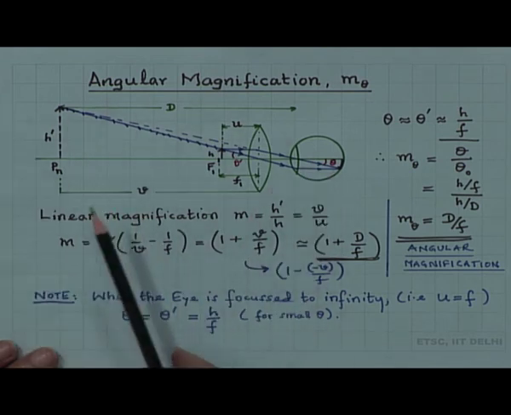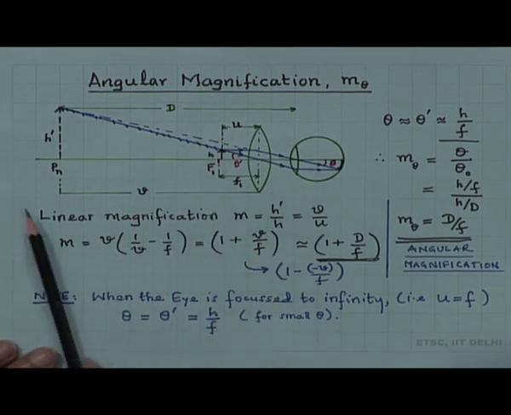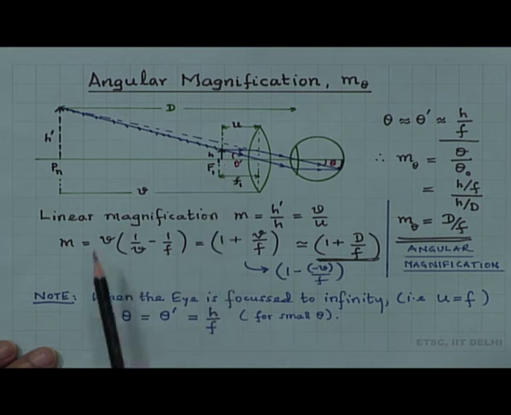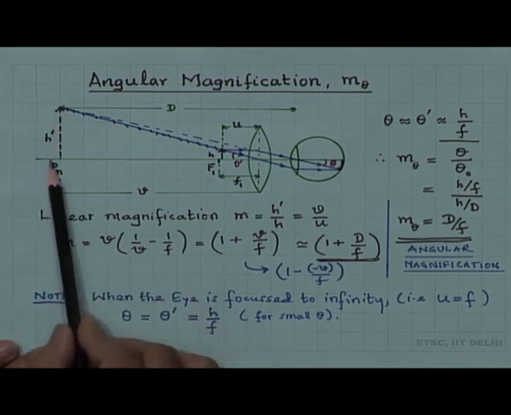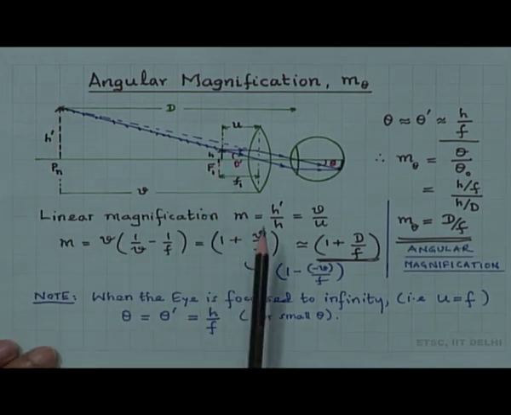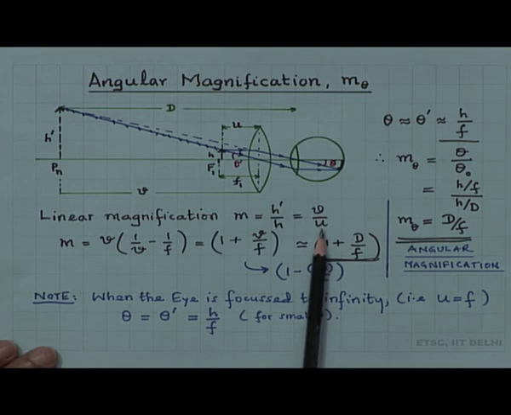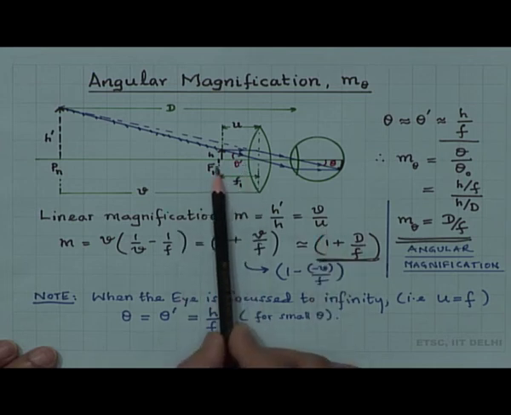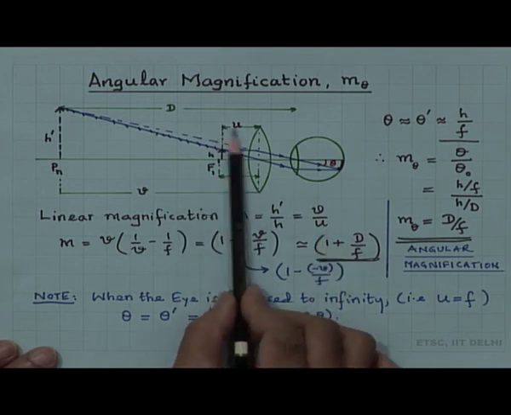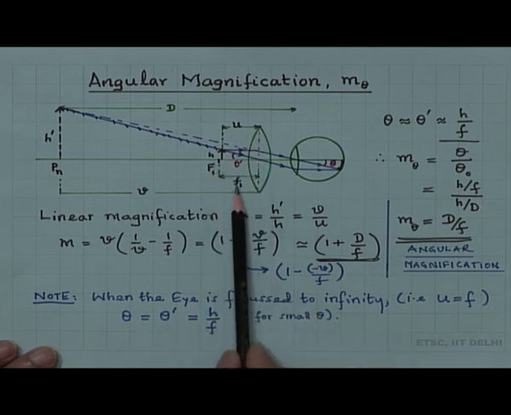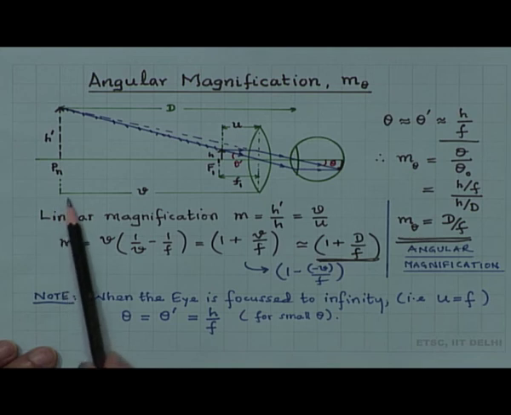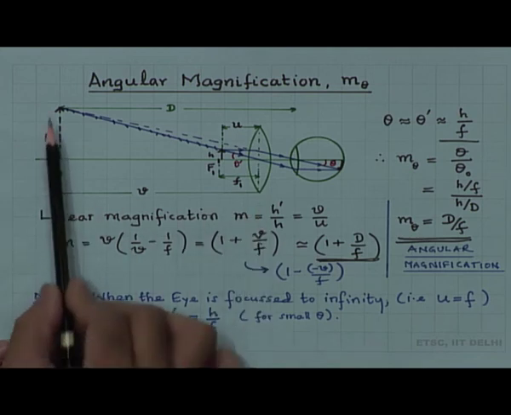From the diagram, we can also quickly see the linear magnification. We have studied how to determine the linear magnification. M is equal to h dash by h, the size of the image over the size of the object, which is equal to v by u. Here u is the object distance, which is very close to f, and v is here, that is at d.